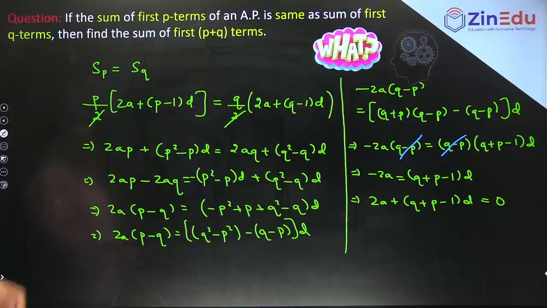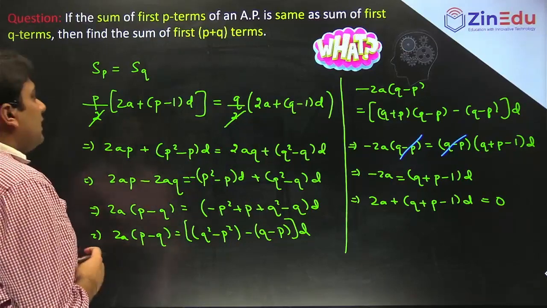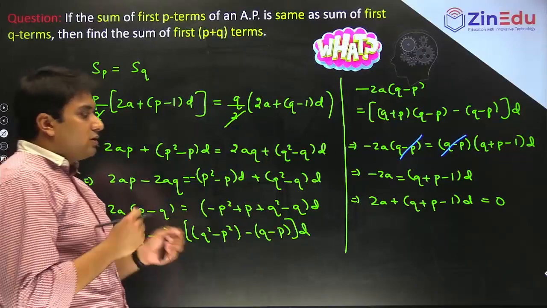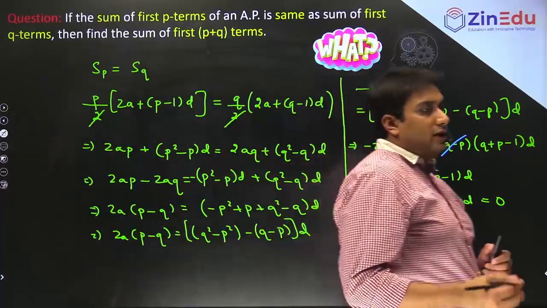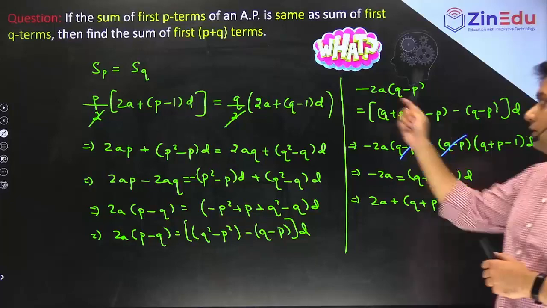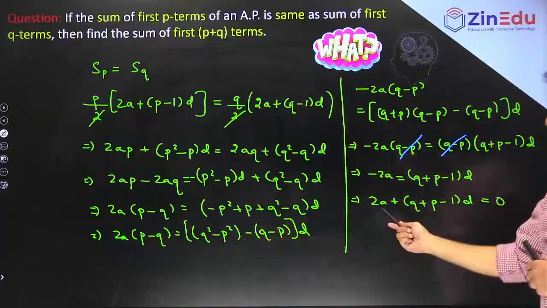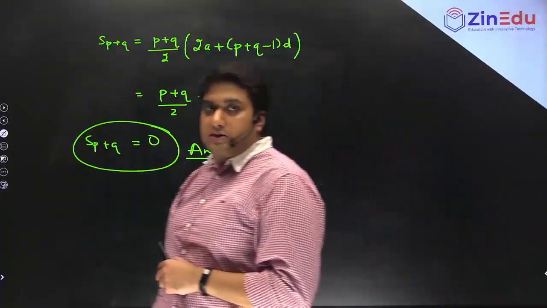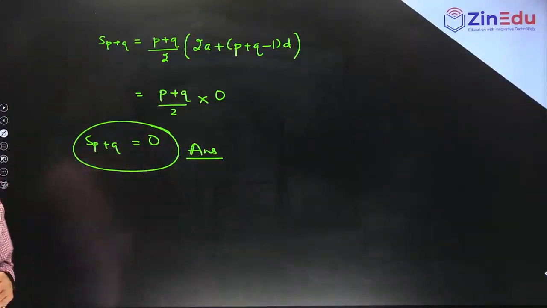So the question was something like this: the sum of first p terms of the AP is the same as the sum of q terms. Then find the sum of first p plus q terms. So we need to check, since we are given only a single term to solve the question, that we need to find out something for the result so that we are able to utilize this result for the given question. I hope this logic is much clear to you now.